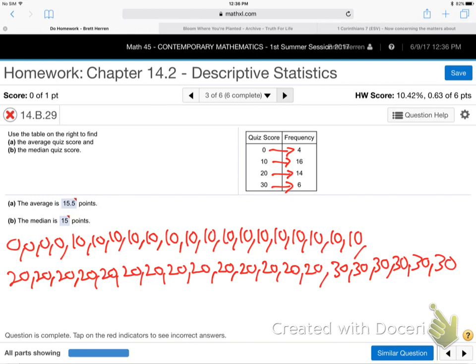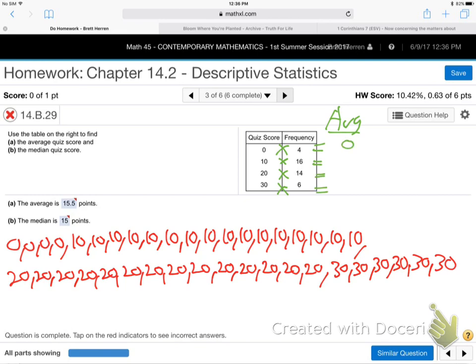Okay, so let's find the average. Do we have to add all these up and divide? You could. That'd be pretty tedious. Is there a quicker way? What are we going to do? Multiply, right, yeah. Just multiply it. Everybody getting that for the average? So for the average, you just take 0 times 4, 10 times 16, 20 times 14, and 30 times 6.